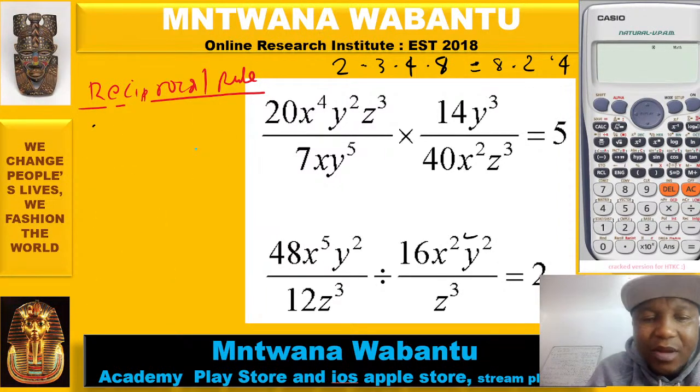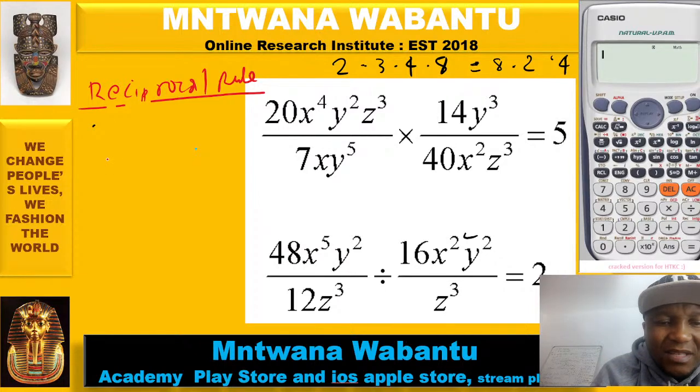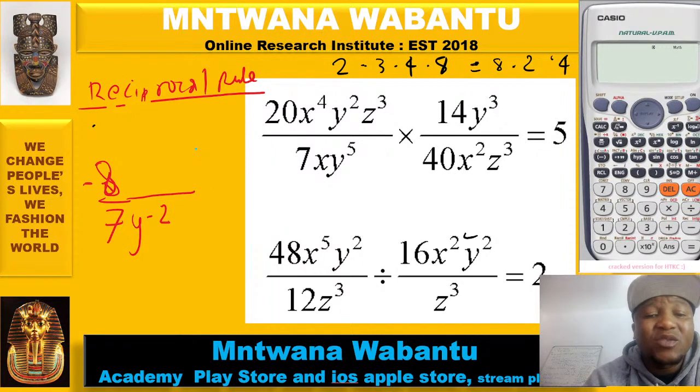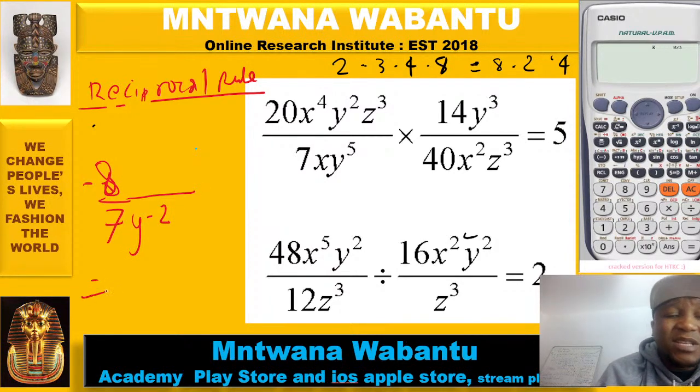Let's take an example. Somebody give us, let's say, 8 over 7 negative y power negative 2. So I can reciprocate this one. How am I going to reciprocate? Look, I'm going to say this is equal to 8 over 7 negative. So I'm going to take this to the top here. It's going to come to the top. You see this line here, it's going to go to the top here. It's going to become y.